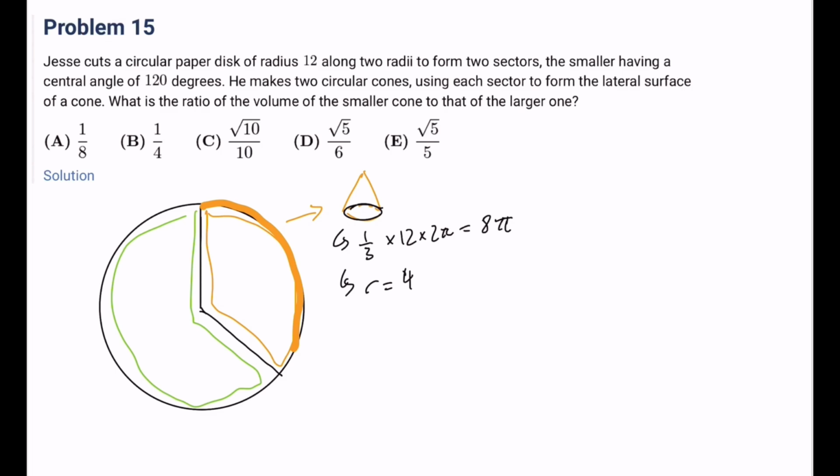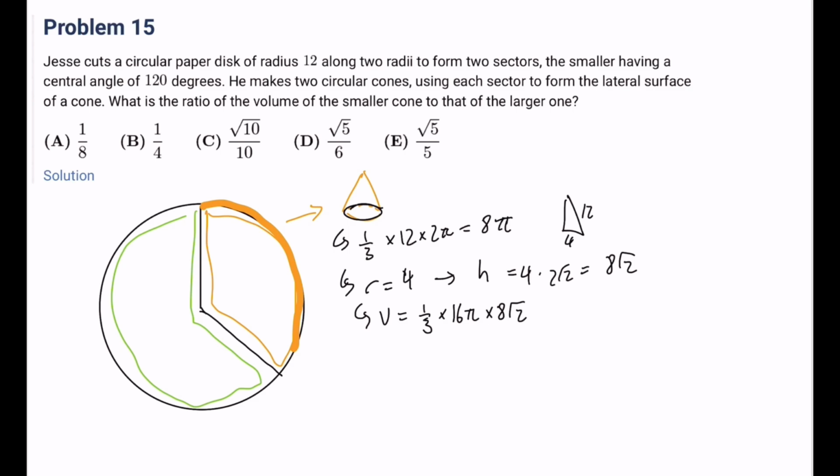Since we know that this length is 12, this length is also 12. So our height, if we have 4 and 12, we can use the Pythagorean theorem. That gives us 4 times 2 root 2 equals 8 root 2. So the volume is going to be 1/3 times 4 squared pi, 16 pi, times 8 root 2.